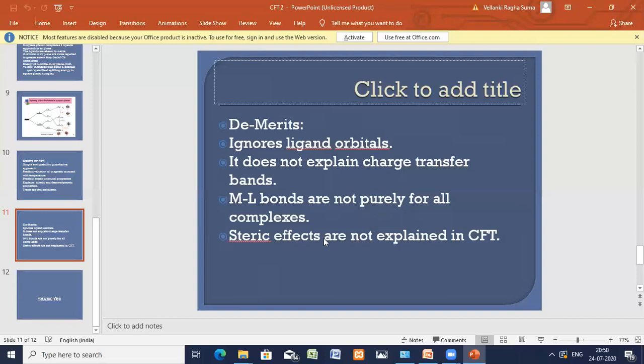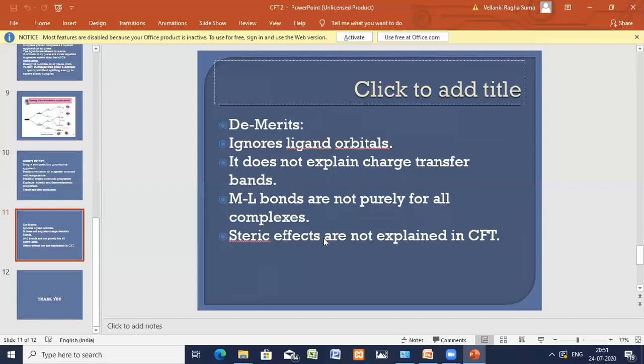The steric effects are also not explained in the CFT. What is a steric effect? It is nothing but, if a bulky ligand is attached to the central metal ion, what is the stability condition of the complex? That couldn't be explained. If bulky groups are attached, what is the condition of that complex? The stability of the complex is not explained in this CFT.